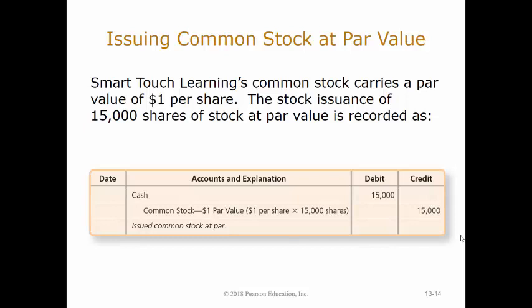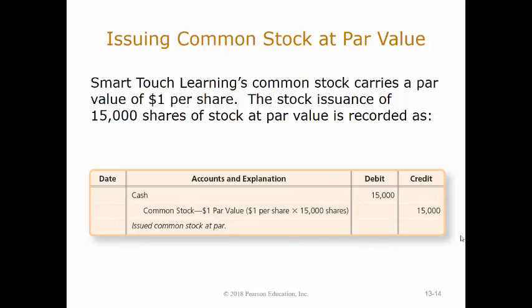In our first example here, we are issuing stock at par value. Smart Touch Learning's common stock has a $1 par, and they're issuing 15,000 shares of it. So if we're issuing at par value, that means we're selling it for $1 a piece. Well, if we're getting $1 a piece for 15,000 shares, we're getting $15,000 in cash. So we start the journal entry by debiting cash for 15,000, and then we need to separate the portion of that cash which is attributable to the par value of the stock and the portion which is in excess of the par value. Well, since we're issuing at par, there is nothing in excess of par value.